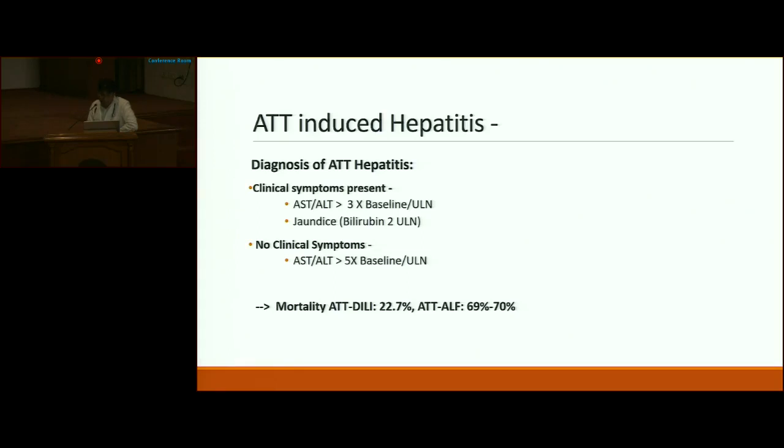If there is no clinical symptom present, AST and ALT are more than 5 times the upper limit of normal. But in our case, it does not fit ATT-induced hepatitis, even though they stopped ATT after 2 weeks. Mortality in ATT-induced DILI is 22.7%, and in ATT-induced ALF it was 69 to 70%.